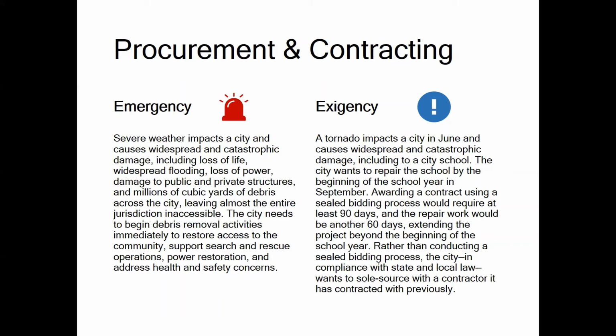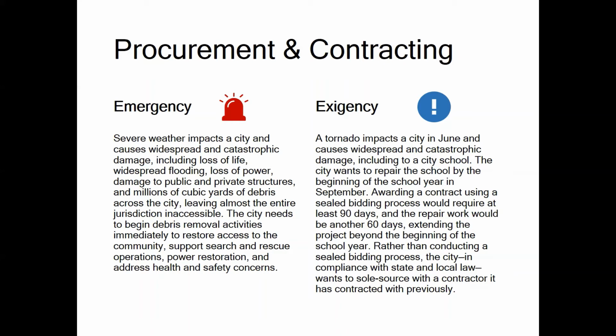In our first scenario, severe weather impacts a city and causes widespread and catastrophic damage, including loss of life, widespread flooding, loss of power, damage to public and private structures, and millions of cubic yards of debris across the city, leaving almost the entire jurisdiction inaccessible. The city needs to begin debris removal activities immediately to restore access to the community, support search and rescue operations, restore power, and address health and safety concerns. Under these emergency circumstances, the city may find it necessary to award non-competitive contracts due to the emergency situation to address threats to life, improved property, and public health and safety.